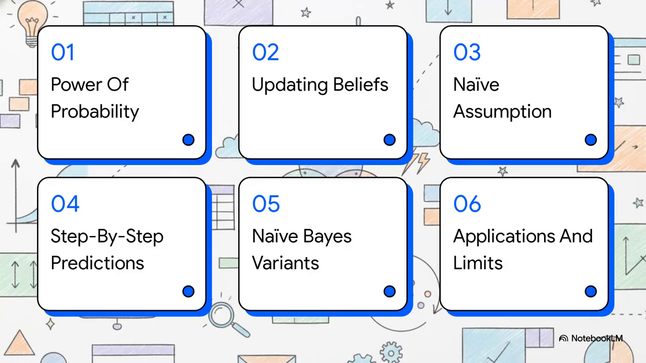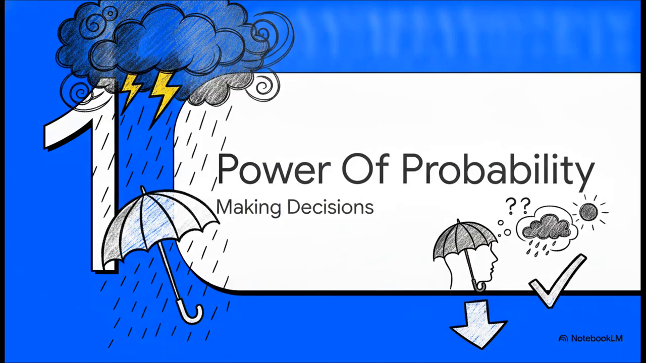Here's our roadmap for demystifying this incredibly powerful baseline algorithm. We'll kick things off with the power of probability, then move into updating beliefs with Bayes. Next up is the naive independence assumption, step-by-step predictions, 3 naive Bayes variants, and finally, we'll wrap it all up with real-world applications and limits. Section 1. The power of probability.